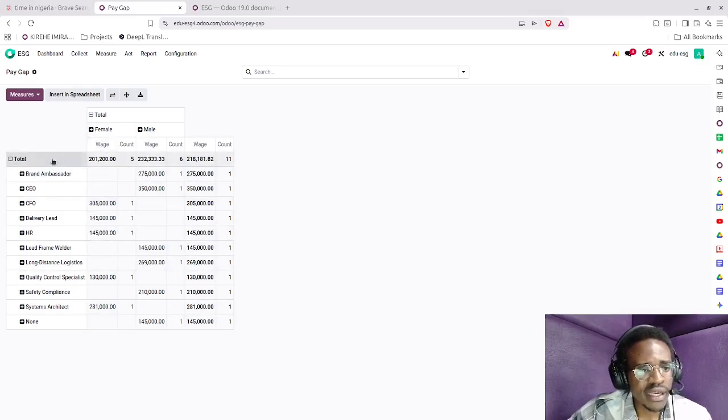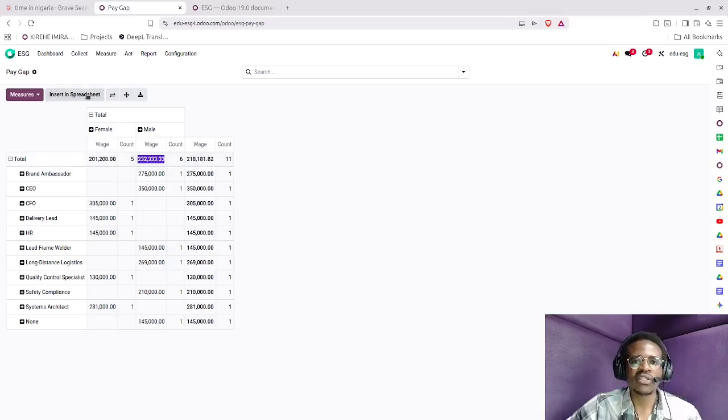So here I have totals. So this is a average, not total. That's average. Looks like average. It has to be average. Someone can pause and do it, and I think this would be average as well. And I believe from this you can get your pay gap. Of course, you can insert it in a spreadsheet and get your data.